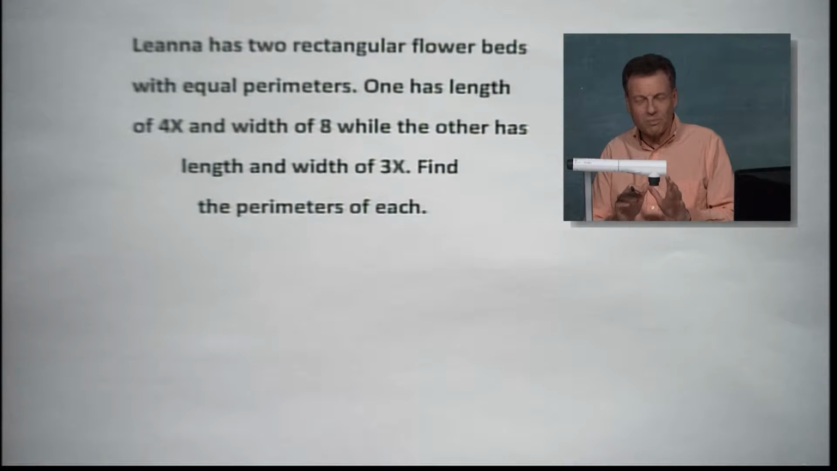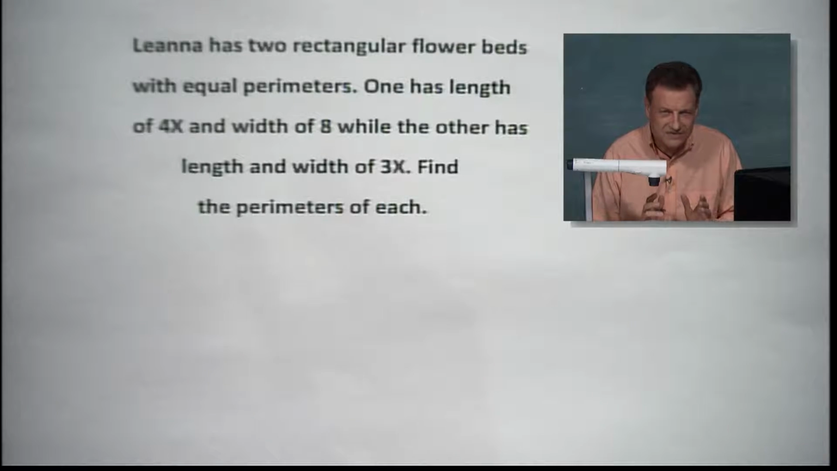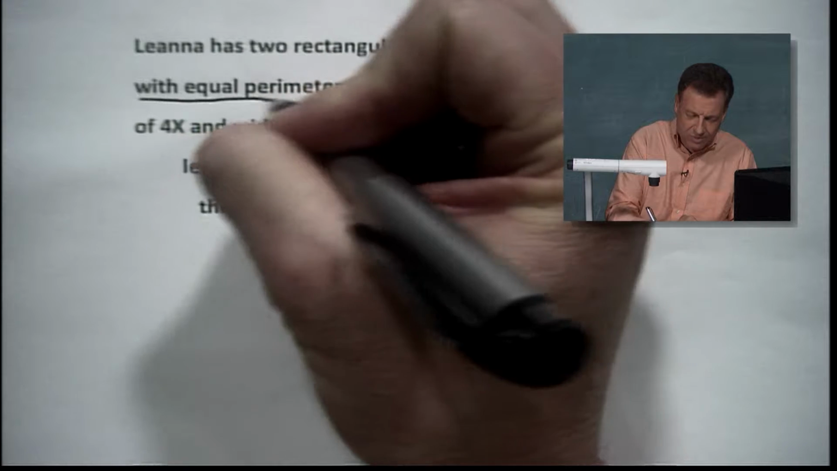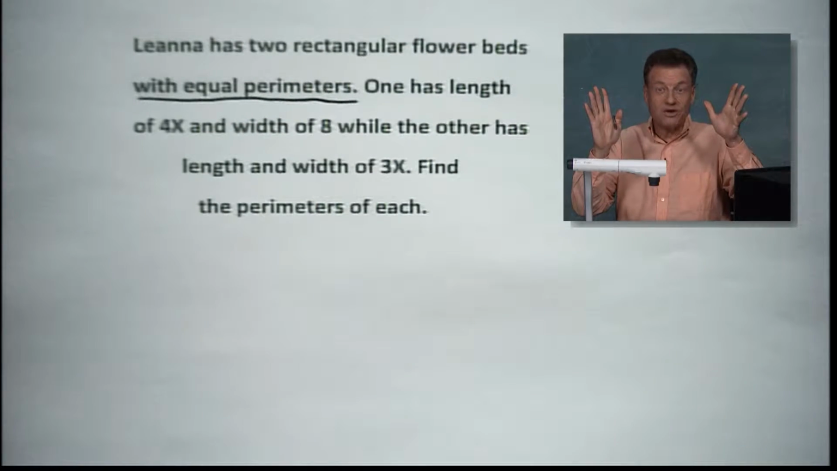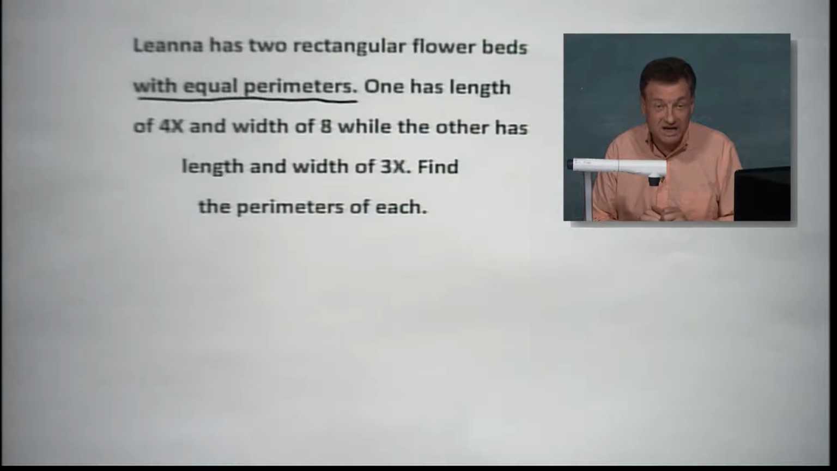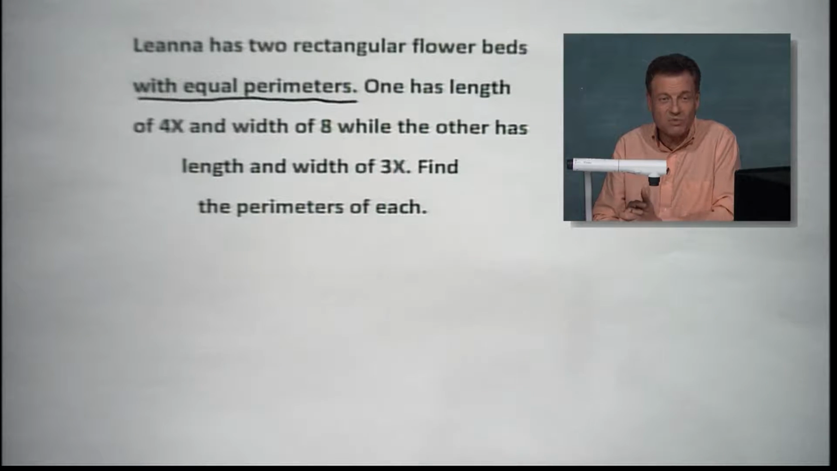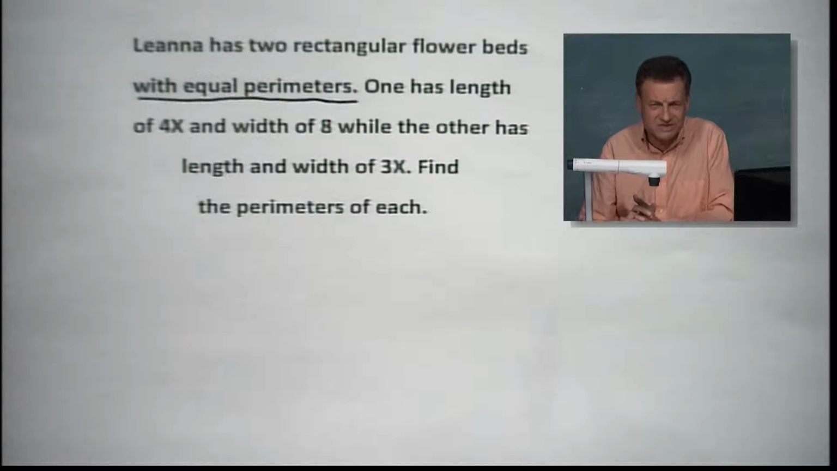But that's okay. We're going to break it down. We're going to take it real nice and easy and slow here. First thing, we are all about the perimeters. Everybody know what perimeter is? Those of you who don't, here's a quick lesson. Basically, it's the distance around these flower beds. They're rectangular, so they look like boxes of some sort.